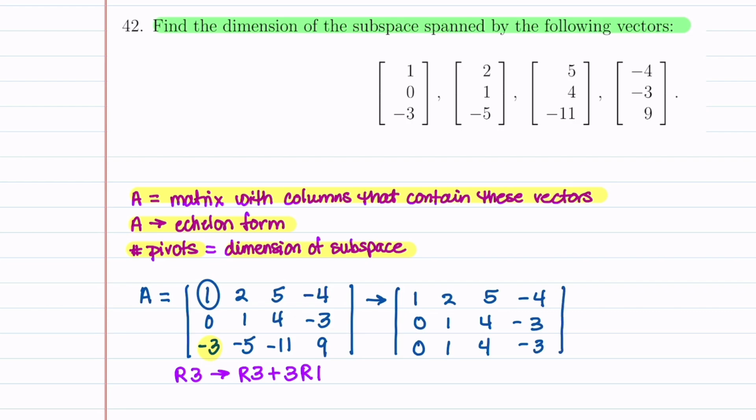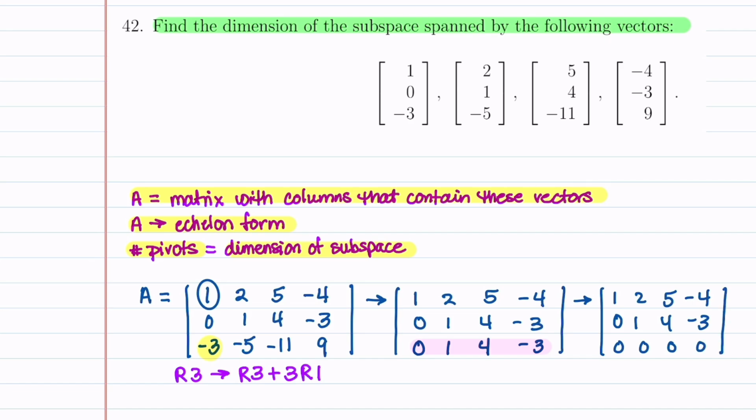Notice that our third row is a duplicate of our second row. So that row is going to go to 0. So let's go ahead and mark that. We're going to get 1, 2, 5, minus 4, then 0, 1, 4, minus 3, and then a row of zeros.